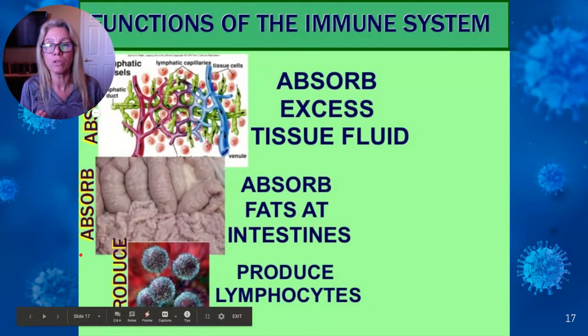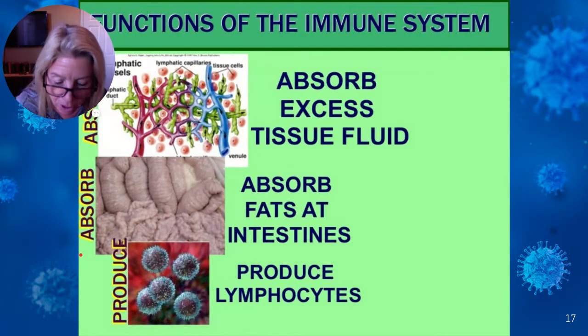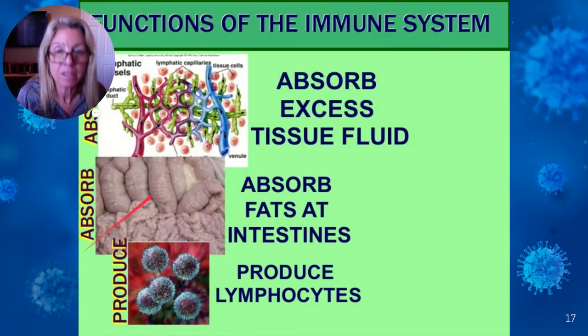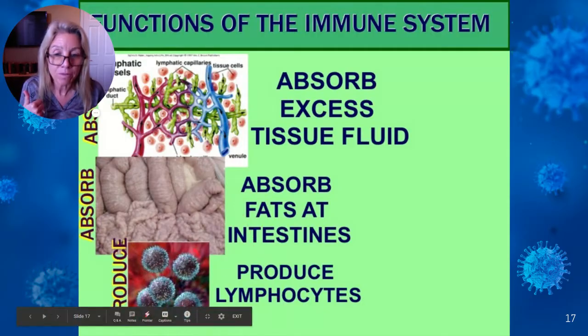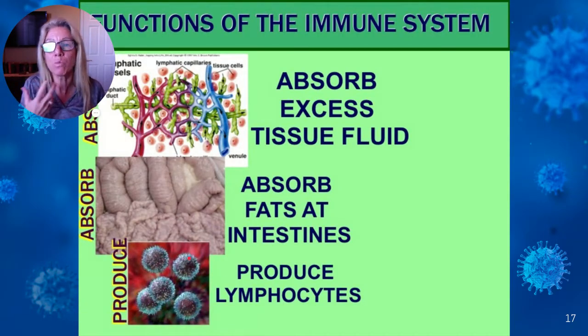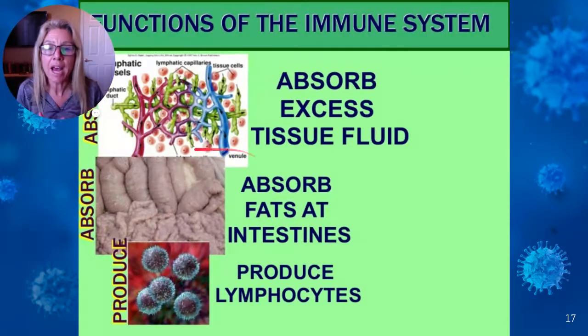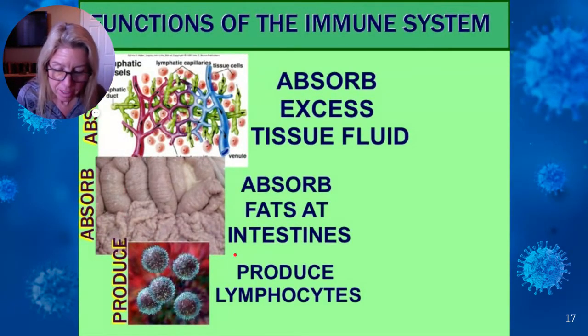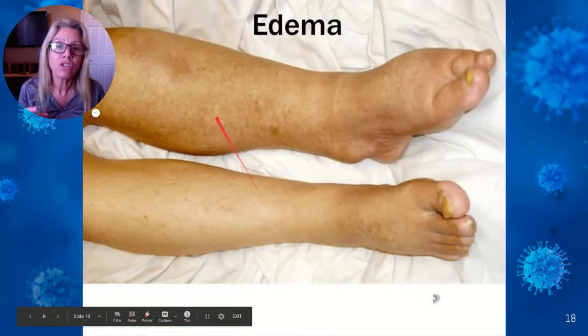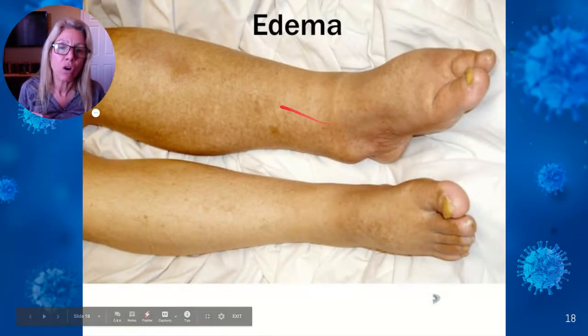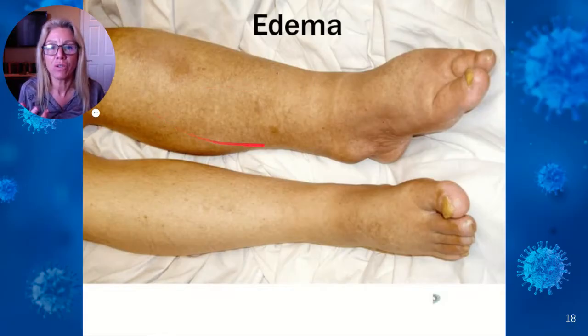Number 2 is it produces lymphocytes. So it protects the body by producing lymphocytes. So it absorbs excess tissue fluid. It produces lymphocytes. Lymphocytes just means white blood cells, and a special type of white blood cells, which would be your B and T cells. All right. And then it absorbs fat at the intestines. Now, a problem, if you don't absorb that excess tissue fluid, you could get swelling. And that swelling is called an edema when you have excess tissue fluid. As you can see, this person doesn't really have an ankle.